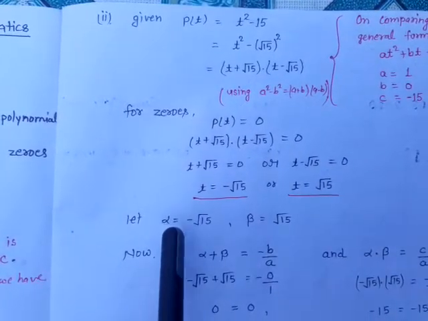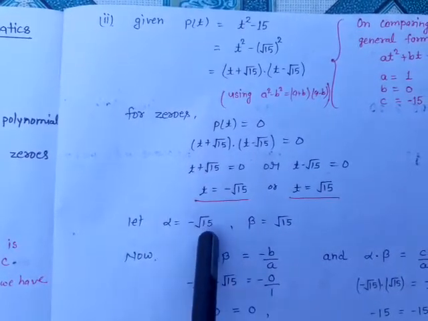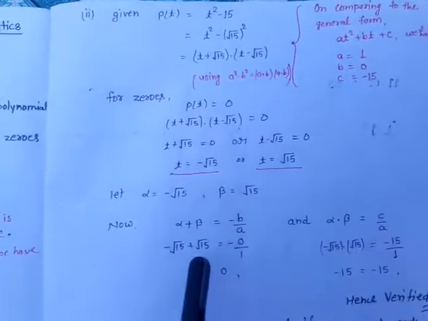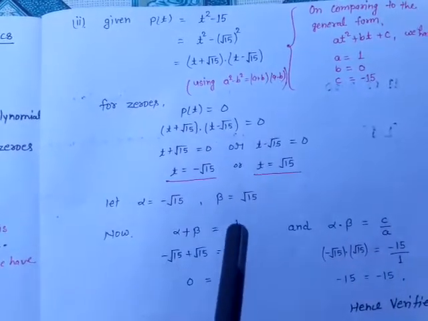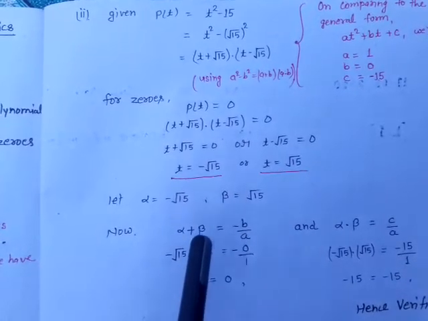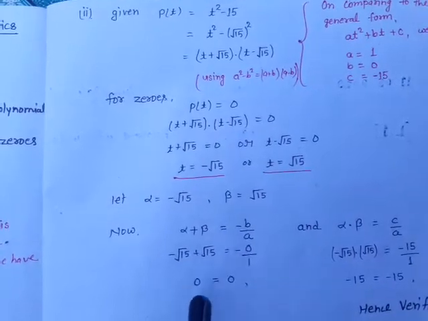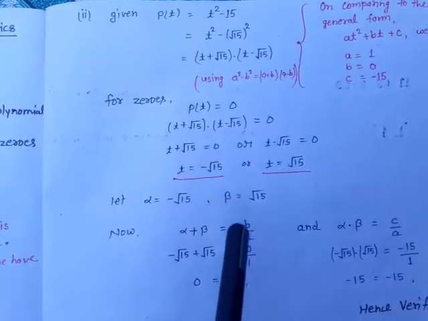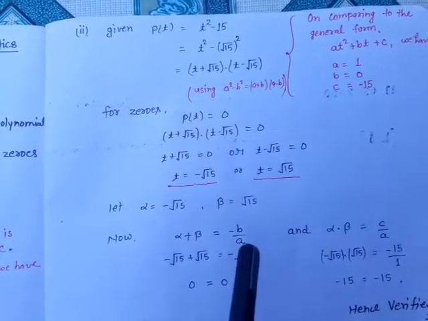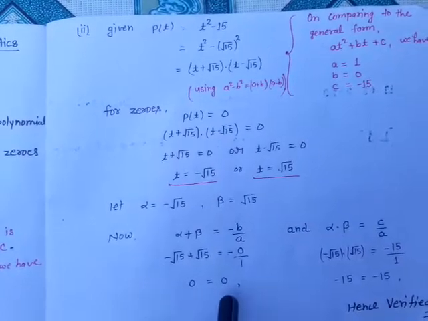Let us assume first zero is alpha and second zero is beta. That is, alpha is equal to minus root 15 and beta is equal to root 15. Now verify the relationship. Alpha plus beta is equal to minus b by a. Putting the value of alpha, minus root 15, putting the value of beta, root 15, minus root 15 plus root 15 cancel out, we get 0. And minus b by a, putting the value of b, we get 0. Putting the value of a, 1, and solving this we get 0. Hence sum of zeros is verified.